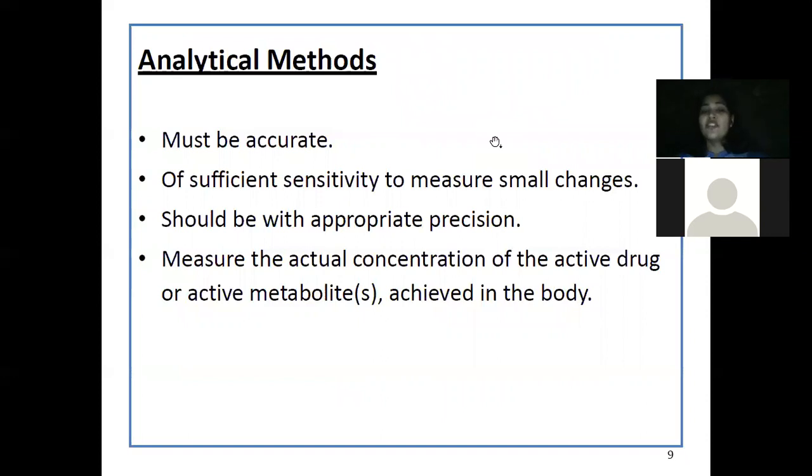Then analytical methods must be accurate, of sufficient sensitivity to measure small changes. They should be with appropriate precision. Then measure the actual concentration of active drug or active metabolite achieved in the body. So your analytical methods should be in place basically.